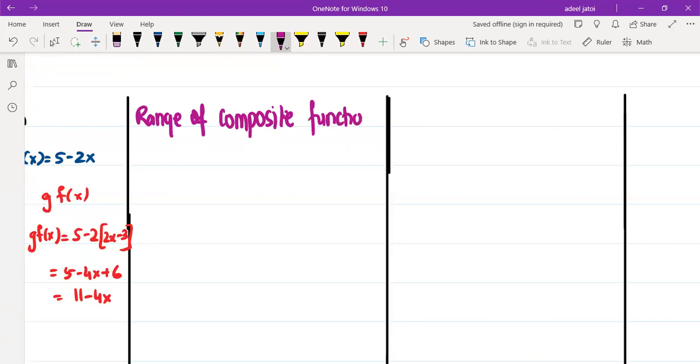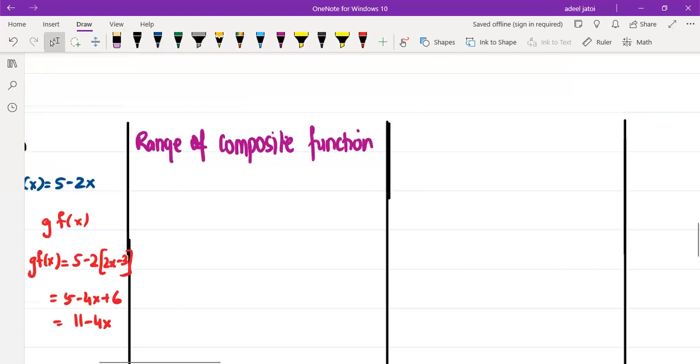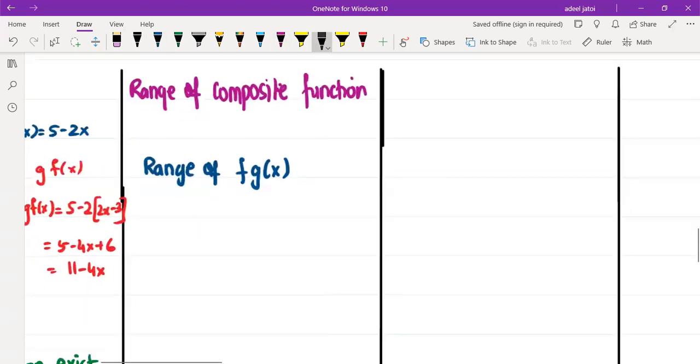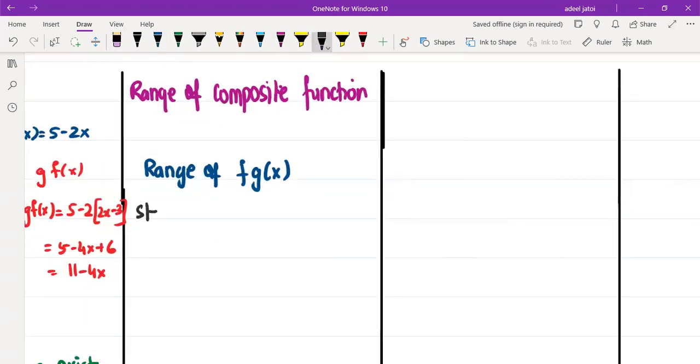Range of composite function is important. For the range of a composite function, let's say the range of f(g(x)), that means g(x) is substituted in f(x). So there are steps that need to be followed. Step number 1, find the range of g(x) using its domain.